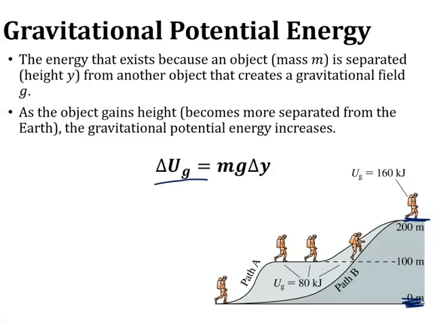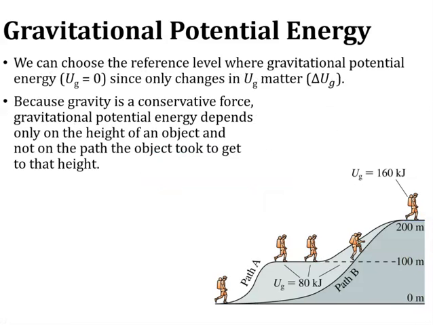Now, this is the equation for gravitational potential energy. And one thing to be very aware of is that the equation includes the delta, the change in. So when we're talking about gravitational potential energy, we're really only interested in changes in gravitational potential energy. And because of that, we can choose the reference level where our gravitational potential energy is 0, since only those changes matter. And because gravity is a conservative force, gravitational potential energy depends only on the height of an object and not on the path the object took to get to that height.